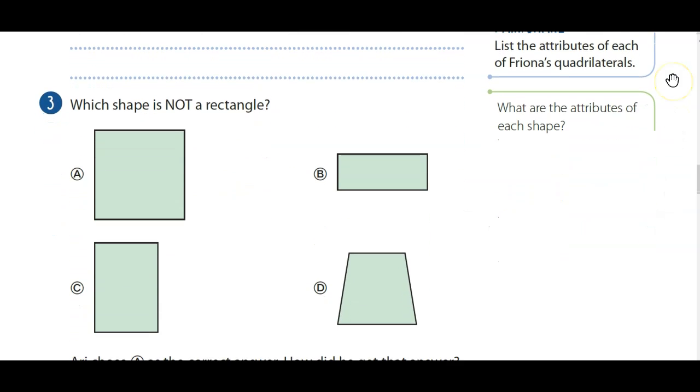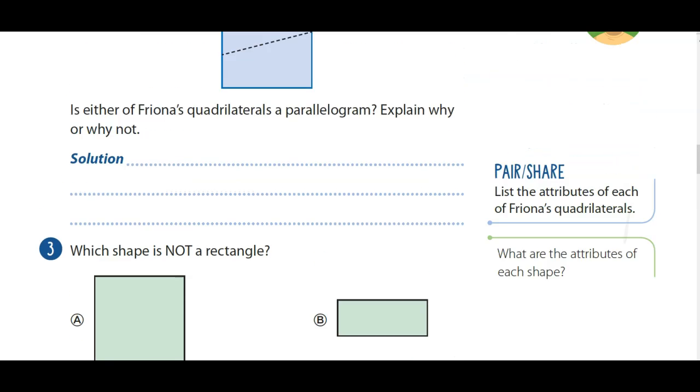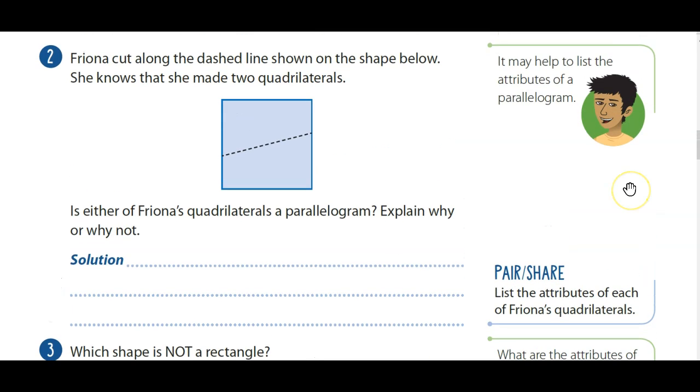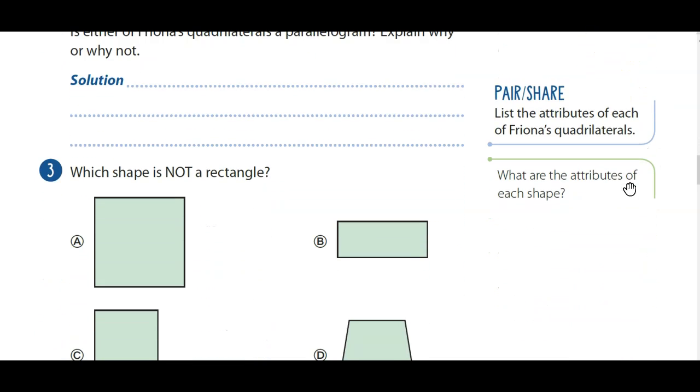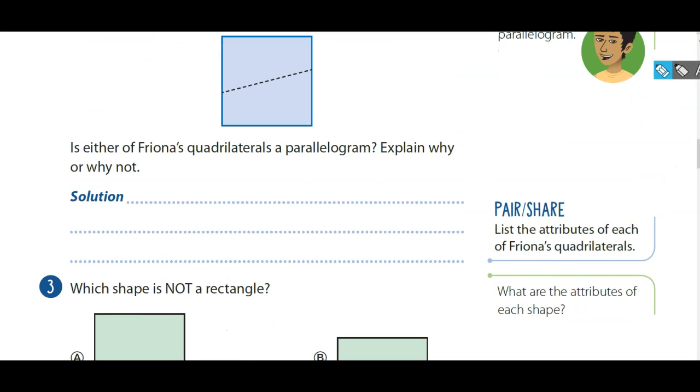Number 3 says, which is not a rectangle? D isn't, because it doesn't have any right angles. Going back to this one, she doesn't have a parallelogram, because both opposite sides have to be parallel for it to be a parallelogram. A trapezoid isn't one, and that's what her shape right here is: a trapezoid.